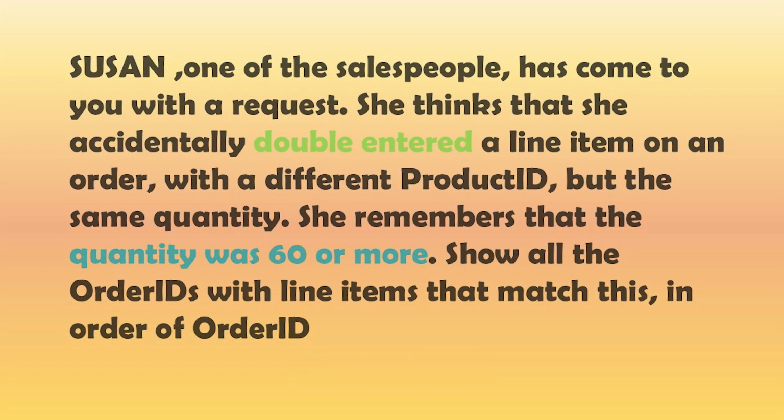Susan, one of the salespeople, has come to you with a request. She thinks that she accidentally double entered the line item in an order with a different product ID but the same quantity. She remembers that the quantity was 16 or more. The query wants us to show all the order IDs with line items that match this, in order of order ID.